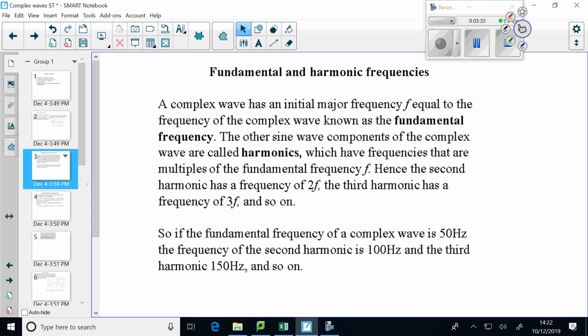They're called harmonics, and they have frequencies that are multiples of the fundamental. So you get a second harmonic that's two times the frequency of the fundamental, a third harmonic that's three times the frequency, a fourth harmonic four times, and so on. Each of those harmonic frequencies will have its own amplitude in a particular complex waveform. So if the fundamental frequency is 50 Hz, like our AC mains, the second harmonic would be 100 Hz, the third harmonic 150 Hz, and so on.